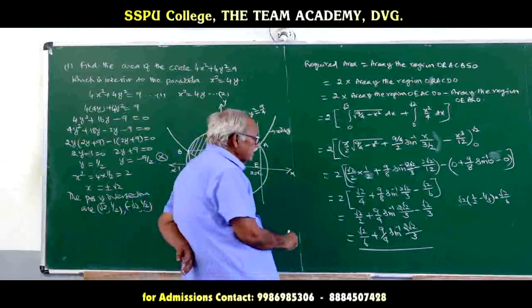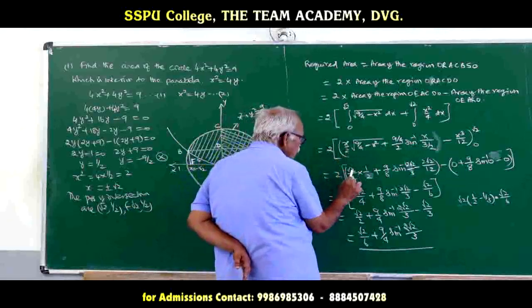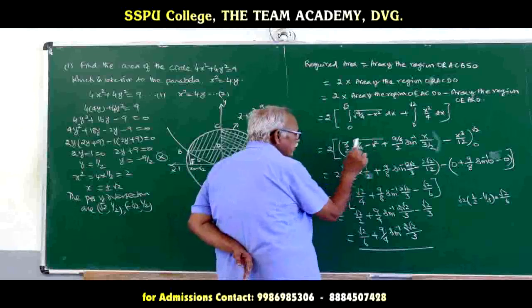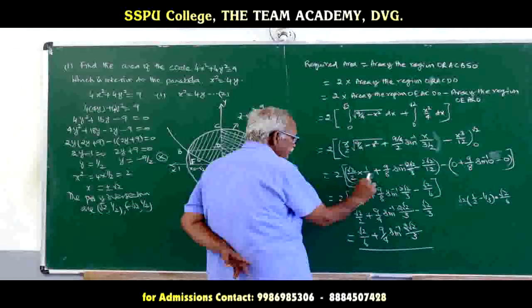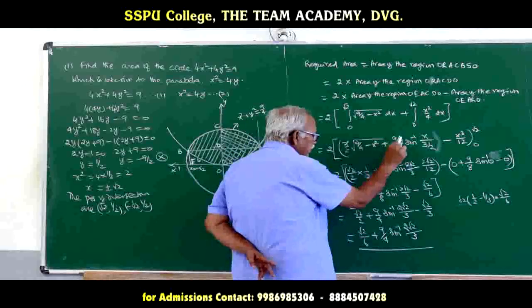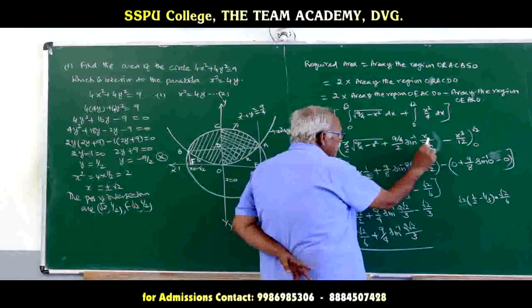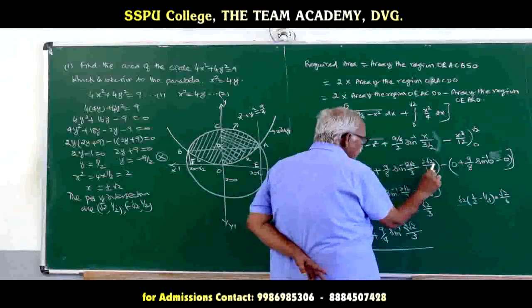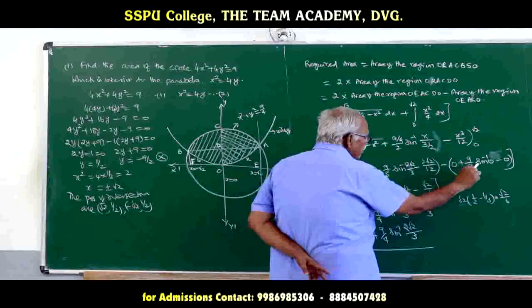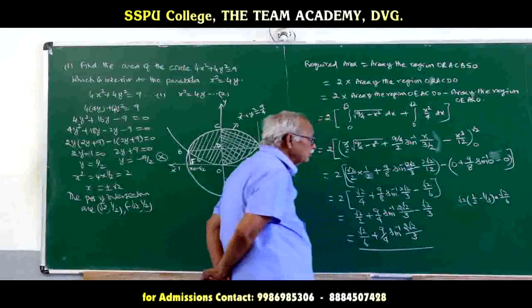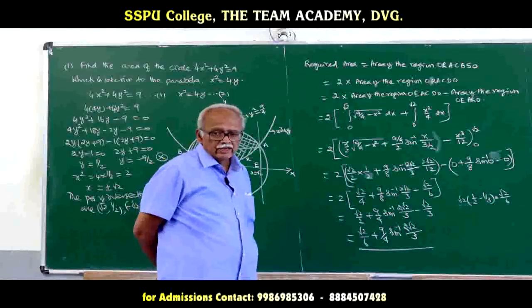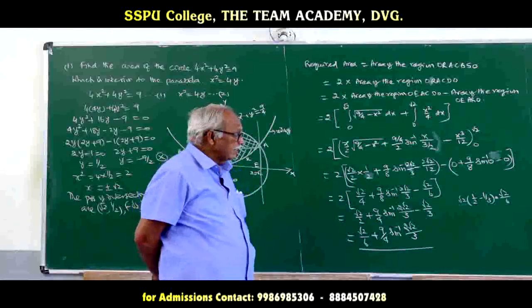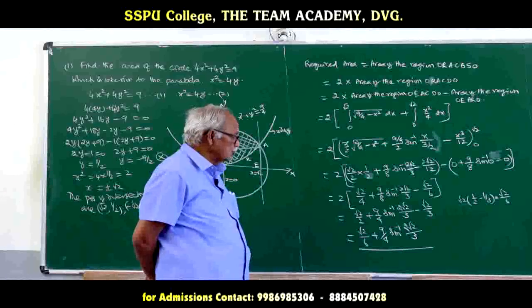Now, apply the limits. Upper limit, if you apply, root 2 by 2, 9 by 4 minus 2 is 1 by 4, root of 1 by 4 is 1 by 2, plus 9 by 8 sin inverse of 2 root 2 by 3 minus 2 root 2 by 12. For the lower limit all the three terms are 0, because x is involved as a multiplier, and the sin inverse of 0 is also 0.